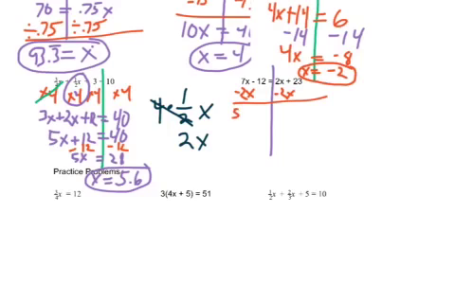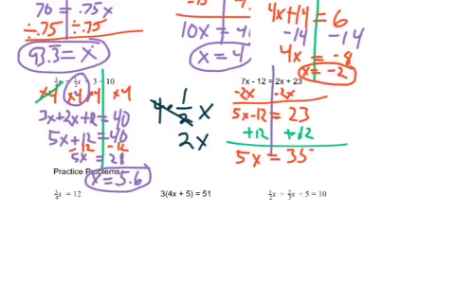So that leaves me with 5x minus 12 equals 23. At this point I've got all my variables on one side, which is good to go. So now it's a simple two-step algebraic equation. Add 12 to both sides. Plus 12, plus 12. That leaves me with 5x equals 35. Then finally divide both sides by 5. x equals 7.